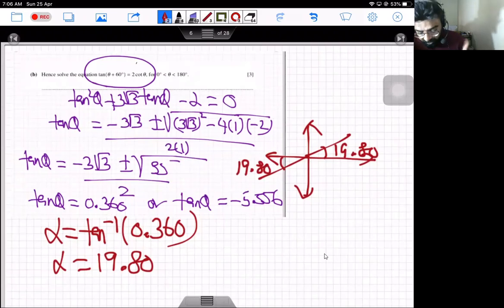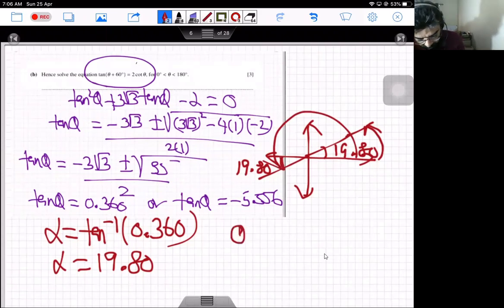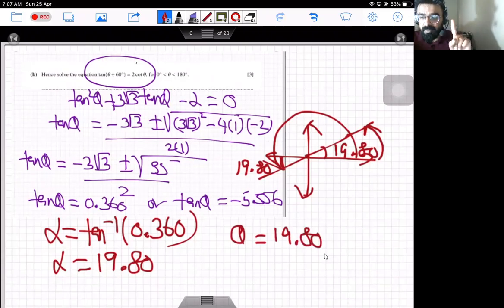In order to find the solutions, after locating the angles in their respective quadrants, since your range is positive, you go anti-clockwise from the origin axis till the slant line. Wherever the slant line is visible, the arrow goes up to there, and you find that angle. So one solution is theta equal to 19.80, and the other one is 180 plus 19.80.